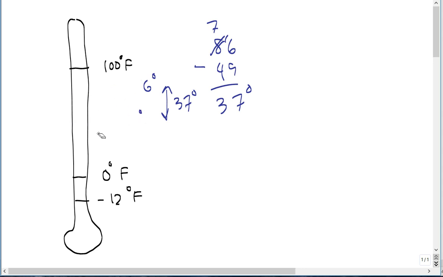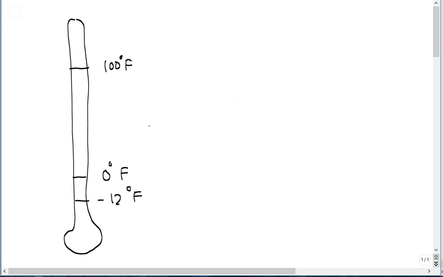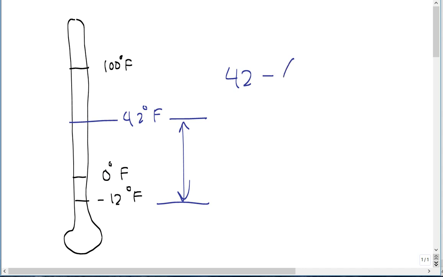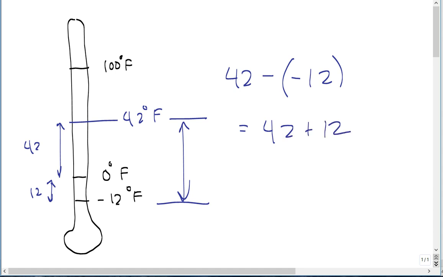Great. Okay. Well, what is the difference between 42 degrees and -12 degrees? What's this? Well, it's 42 minus -12. Hopefully you can easily see that this distance is 42 and this distance is 12. So this is the same thing as 42 plus 12.